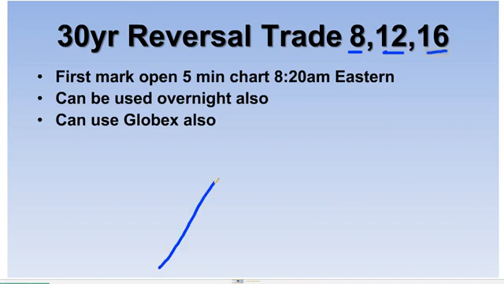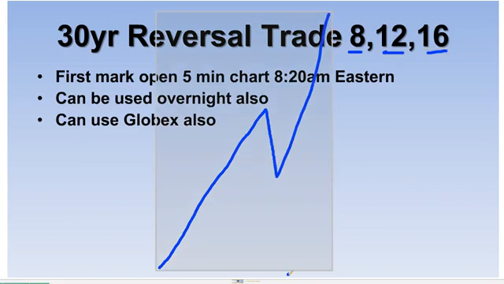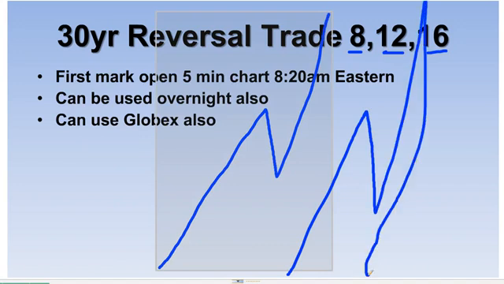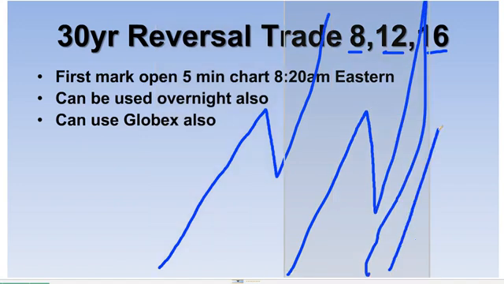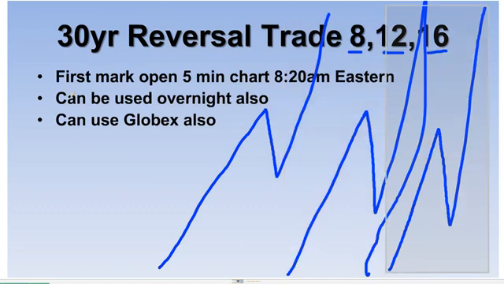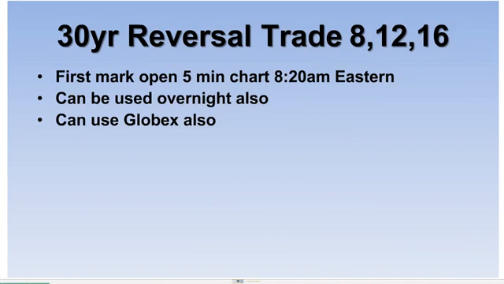They're going to go up. They're going to pull back 16. They're going to pull back 8 ticks, and then they're going to continue up. Or they're going to go up, pull back 12 ticks and then continue. Or they're going to go up, pull back 16 ticks, and then continue higher. So that's the trade that we're going to be talking about for the rest of the presentation. So let's take a look at that bad boy.